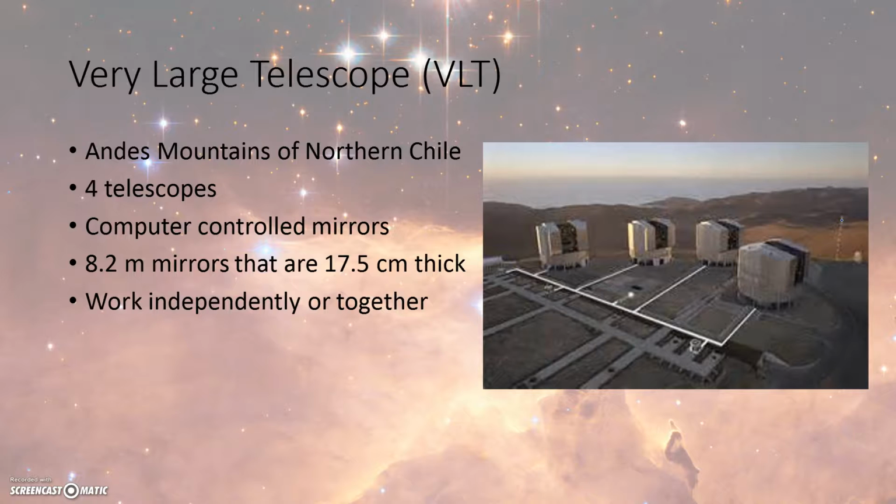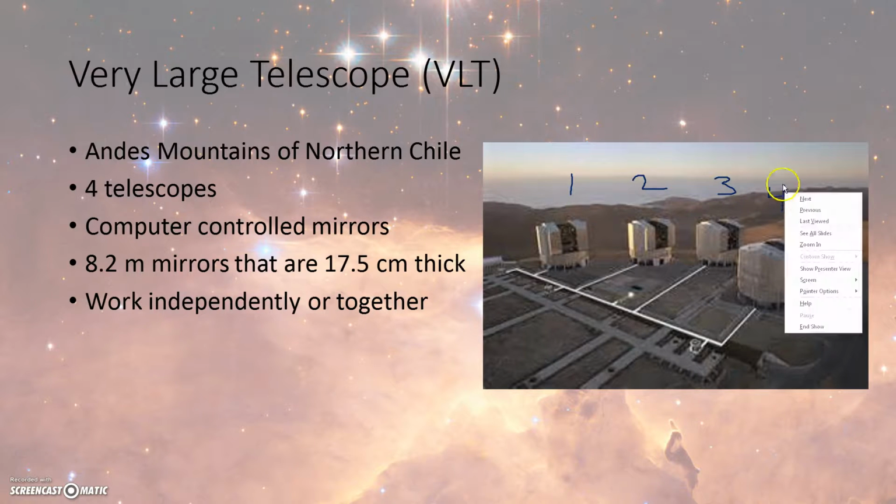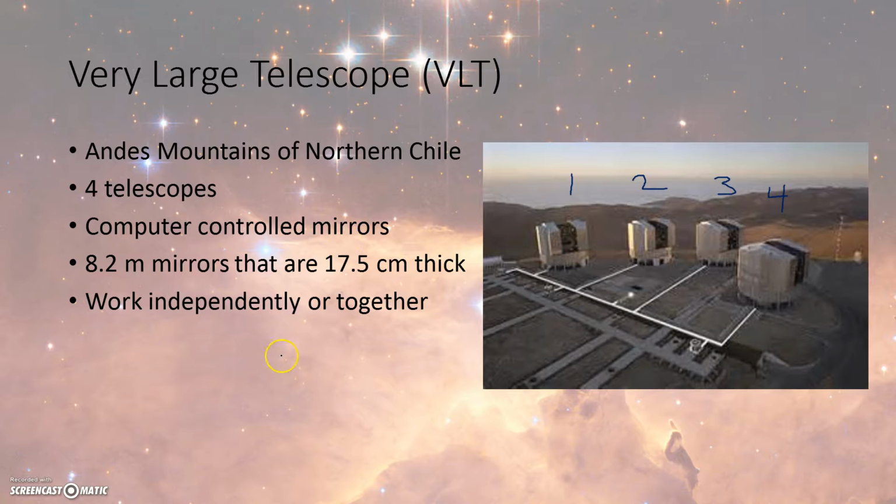It's located in the Andes Mountains of northern Chile. It is actually 4 telescopes. There's one here, one here, one here, and one here. And they have computer-controlled mirrors, and the mirrors are 8.2 meters in diameter, and they're only 17.5 centimeters thick. Now, the nice thing about this is they can all work independently as 4 telescopes, or they can all be combined together to work as one big telescope.